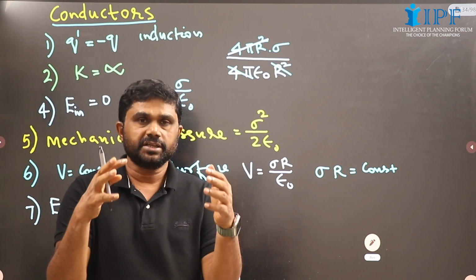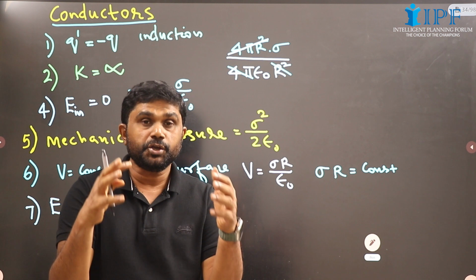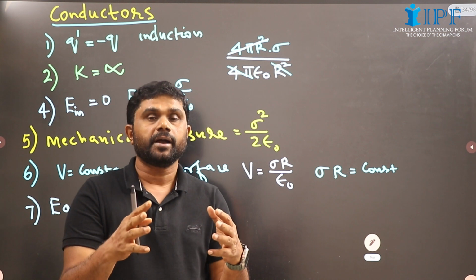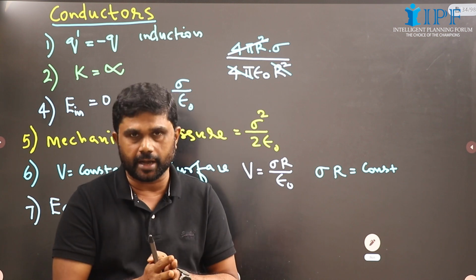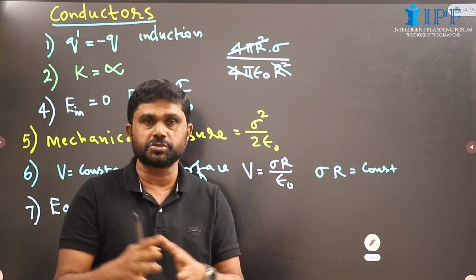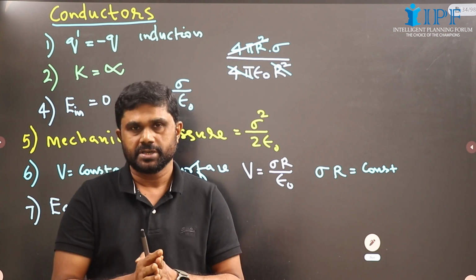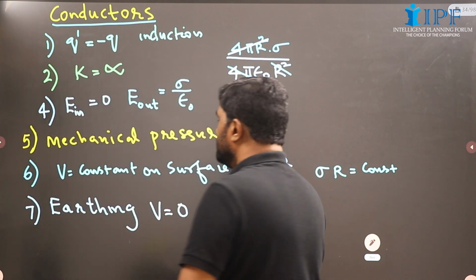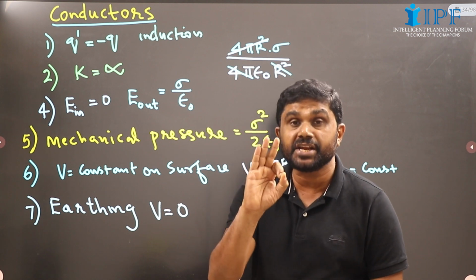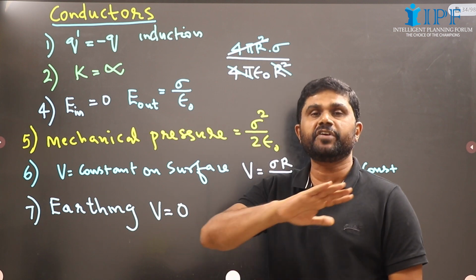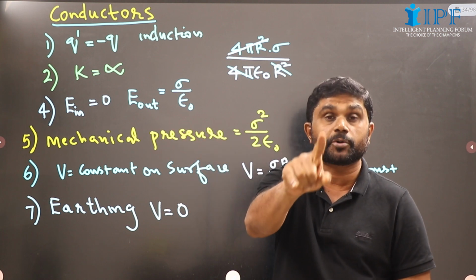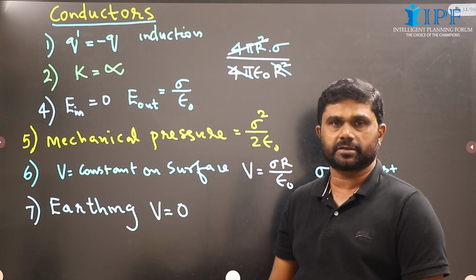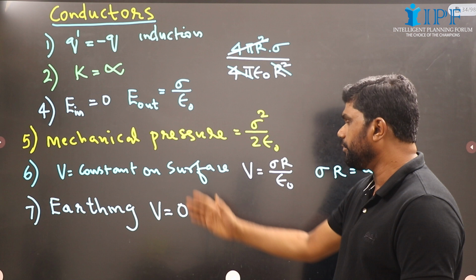Now see, the electric force per unit area on the surface of a conductor due to its own charge is called mechanical pressure, and it is sigma square by 2 epsilon 0. And the surface of a conductor is an equipotential surface. Everywhere on the surface of a conductor, electric potential will be the same. It will be constant, irrespective of the size and shape of the conductor. So V equals constant over the surface.